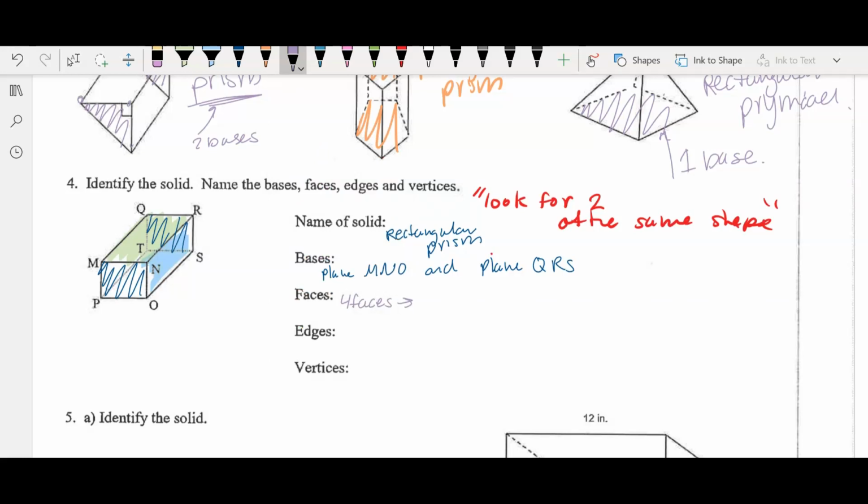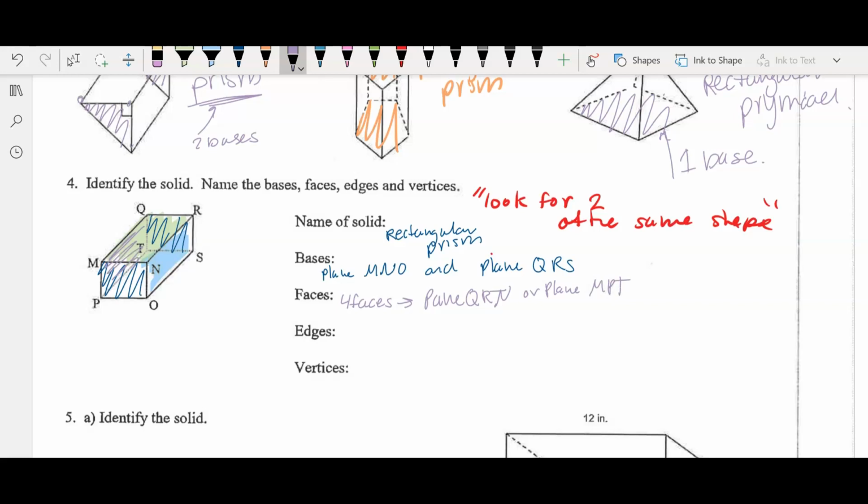And then, for example, we can say plane QRN. Actually, it's not a T, that's an N. Or plane, let's say, MPT. So it's that back one back here.